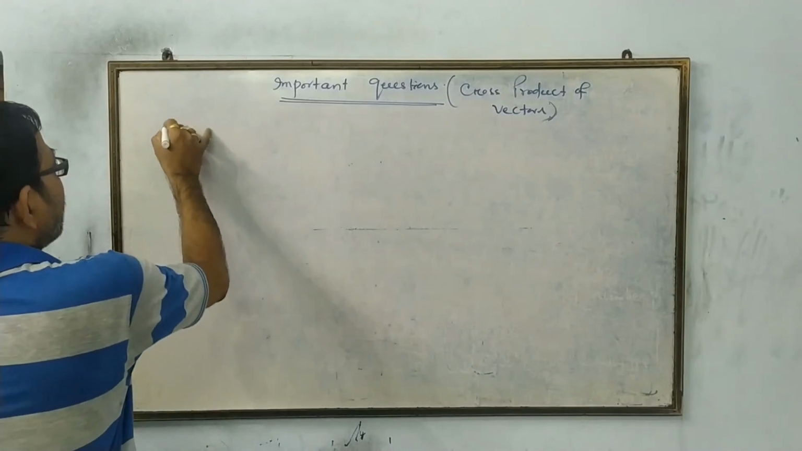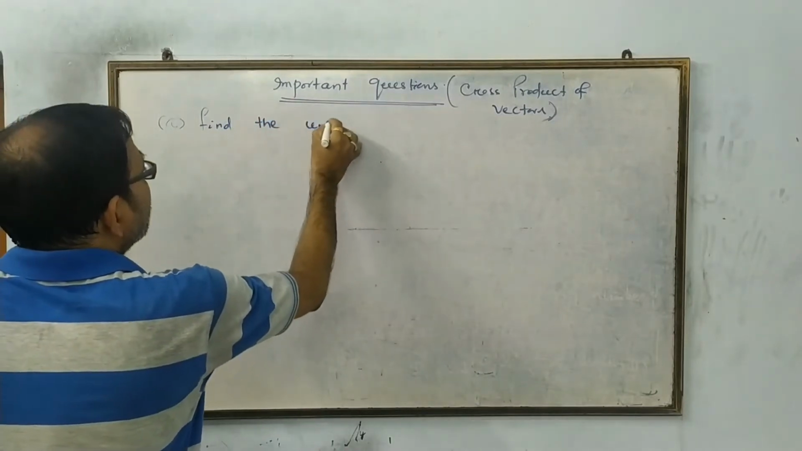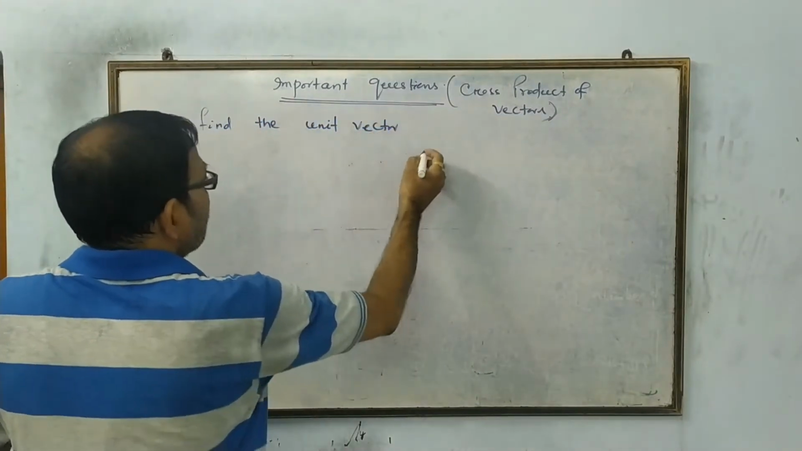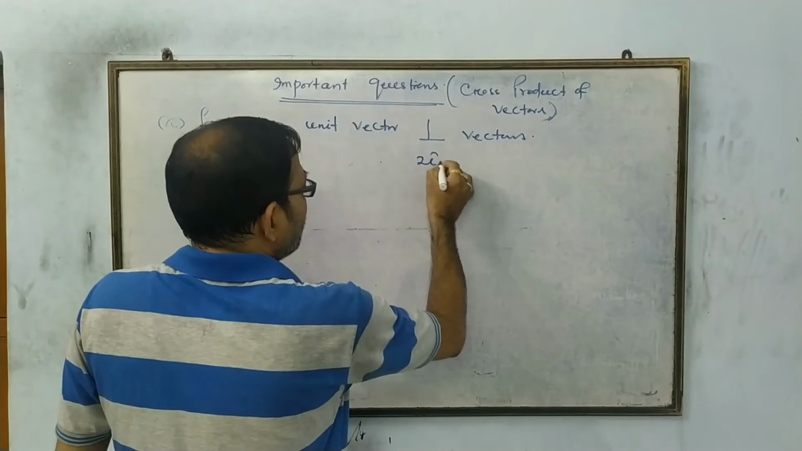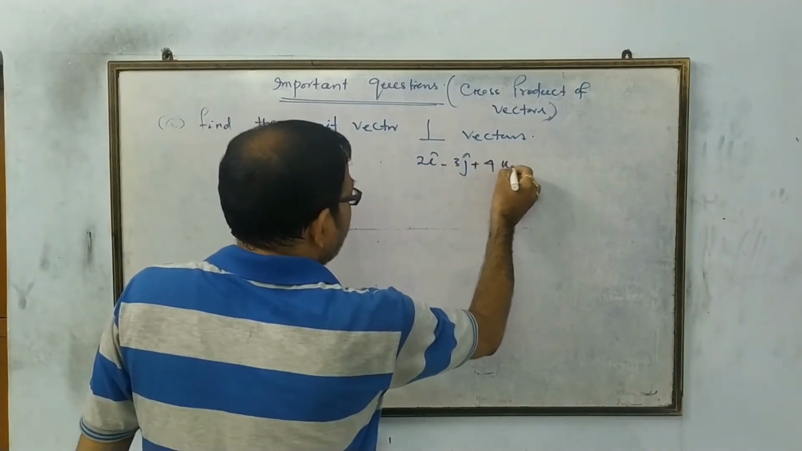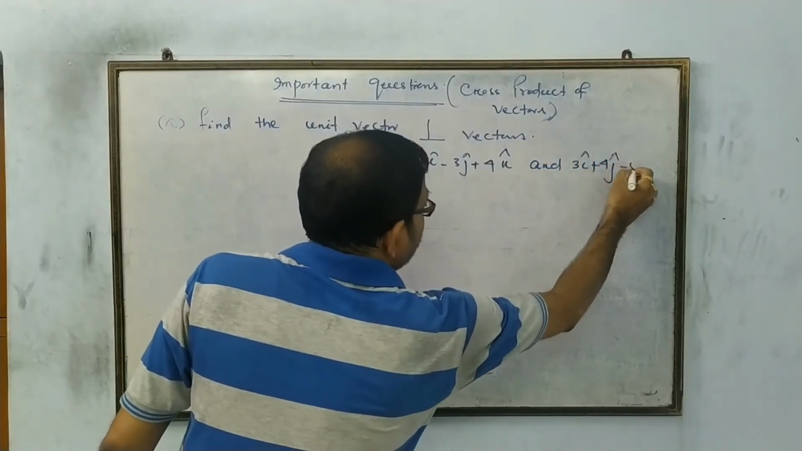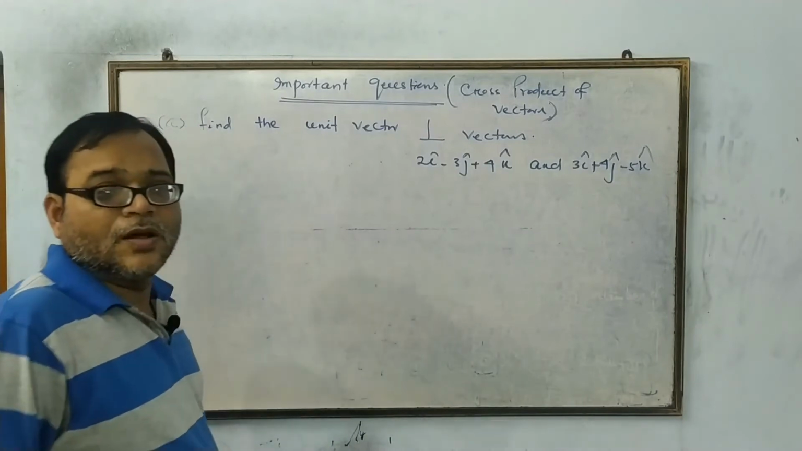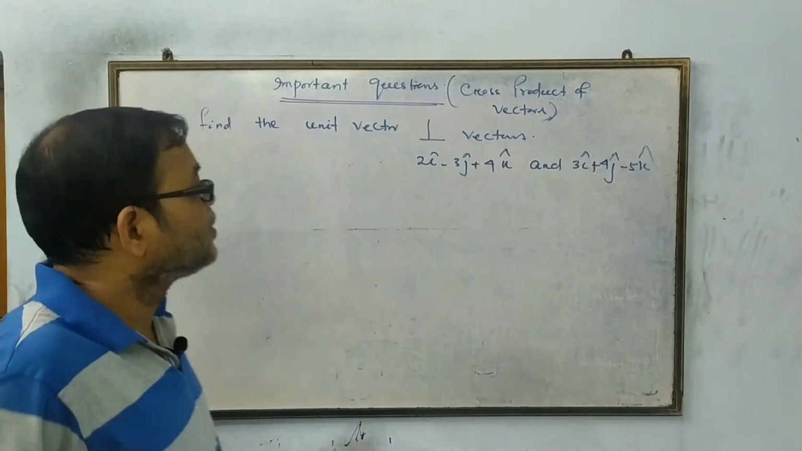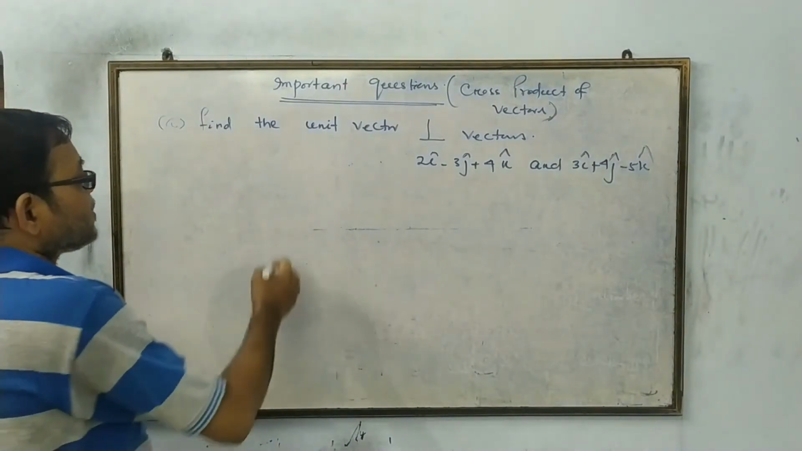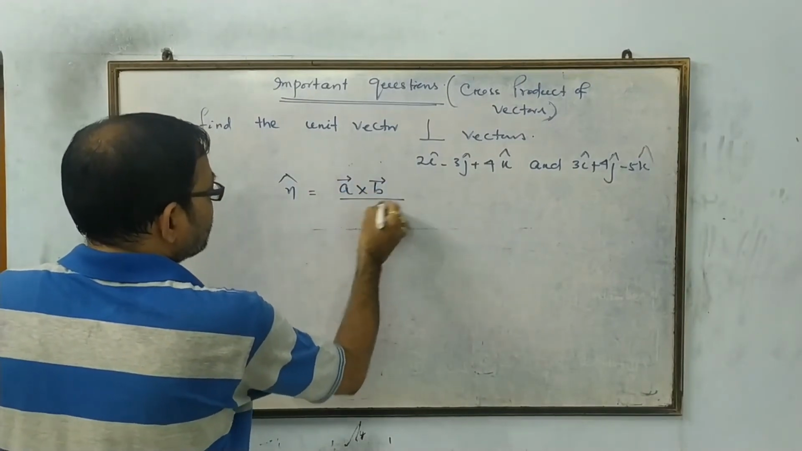Question is: find the unit vector perpendicular to the vectors 2i minus 3j plus 4k and 3i plus 4j minus 5k. I think almost all have done this one. What is the answer? Yes, unit vector n cap is equal to, I have given the concept, A cross B by magnitude of A cross B.